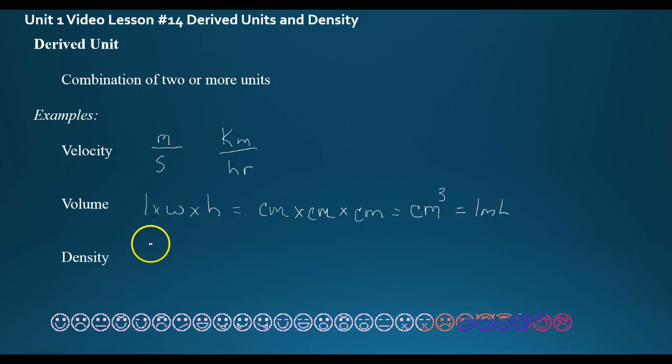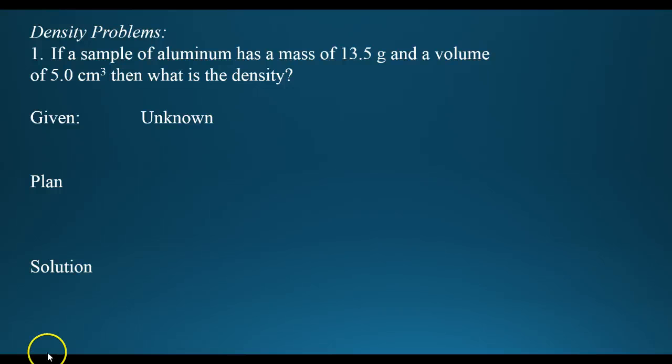Density is mass over volume, so gram per milliliter, gram over centimeter cubed, because volume is a cubed unit. These are all combinations of units, and so therefore they are derived units. So we're going to focus the rest of this video on density. Density, we know, is mass over volume, and so we're going to take a look at some density problems.